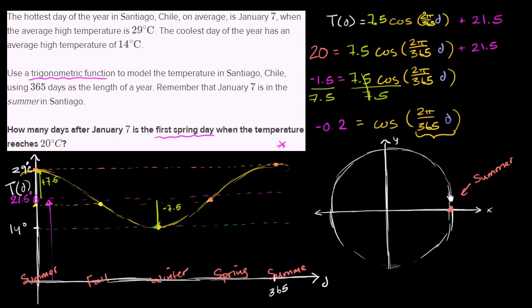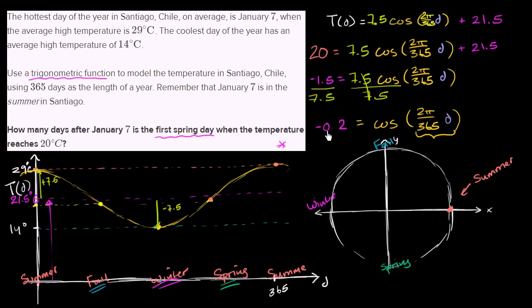Then as the days go by, our argument to the cosine increases, the angle increases. And this right over here will be the fall. So this point right over here, so we're at the fall. Right over here, and then we move on to the winter right over there, and then finally we go to the spring. This is the spring right over there.